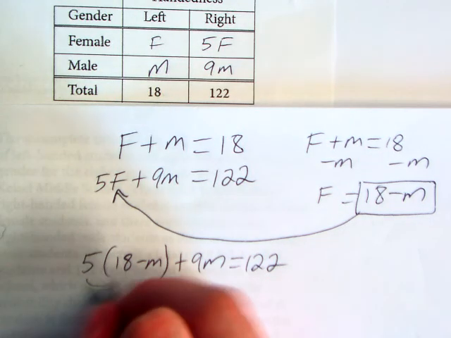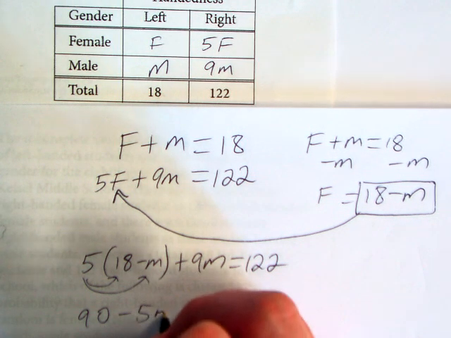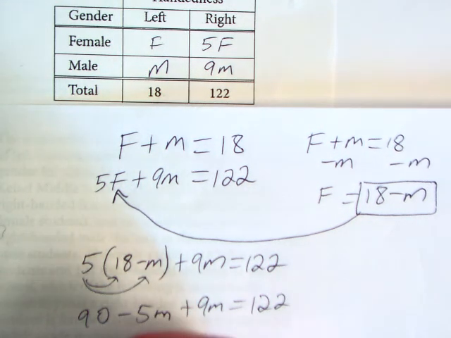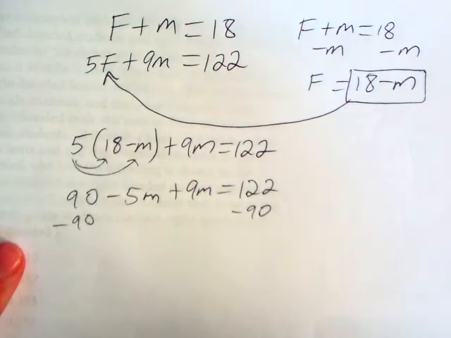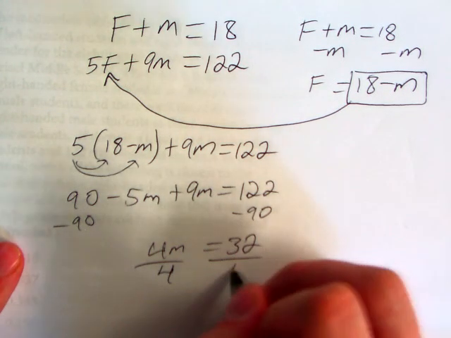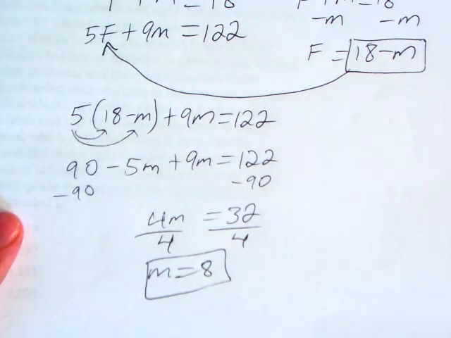When we distribute the 5, we get 90 minus 5M plus 9M is equal to 122. We'll subtract 90 from both sides, and we'll combine those terms, and we end up with 4M is equal to 32. When we divide by 4, we get M is equal to 8. Let's use that to plug it back into our table.